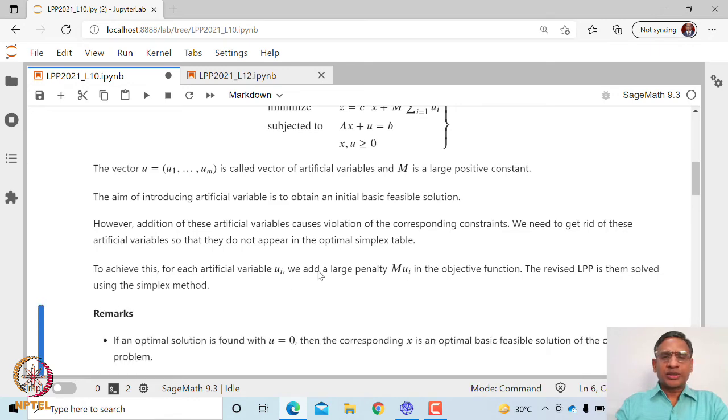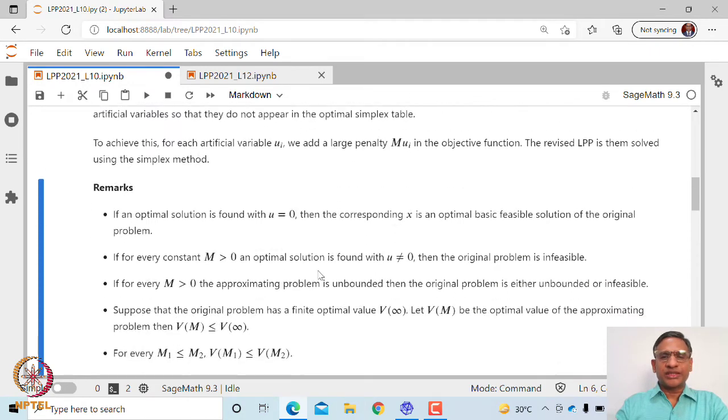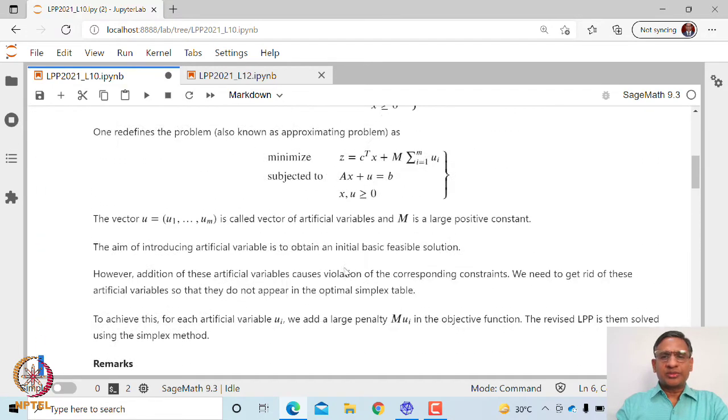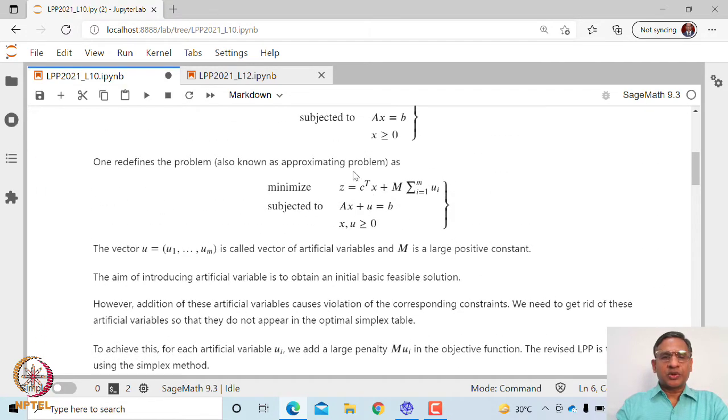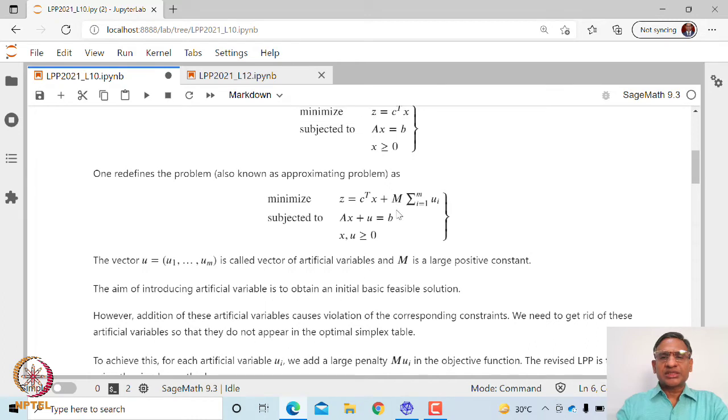Now once we introduce all these artificial variables and modify the problem, it will look like this. Minimize Z equal to C transpose X plus capital M times the summation of Ui, subject to Ax plus U equal to B, and X and U non-negative. That is the modified problem, which we call the artificial problem, and we need to solve it in such a way that the final solution does not contain U, right? That will give me the optimal solution of the original problem.